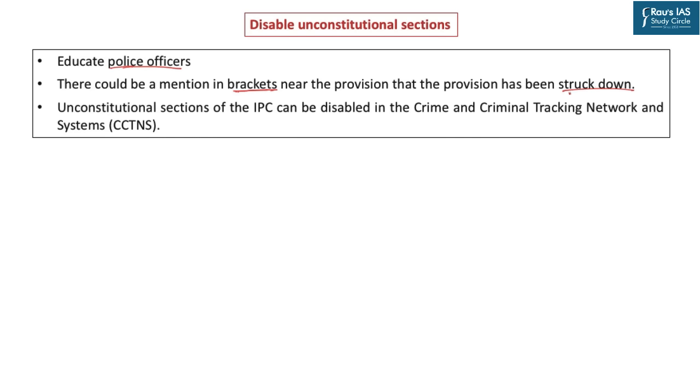The author has given a very good suggestion that the unconstitutional sections of IPC must be disabled in the Crime and Criminal Tracking Network and Systems. As per the directive of the Supreme Court, the FIRs getting registered in the police station must get uploaded on the network within 24 to 72 hours. If the system itself can identify that the cases registered are unlawful, then such an embarrassing condition, like cases getting registered for years and years under sections that have been struck down, will not arise.